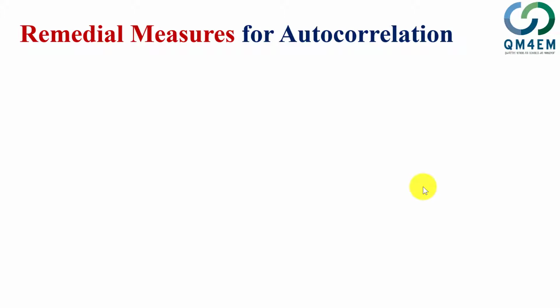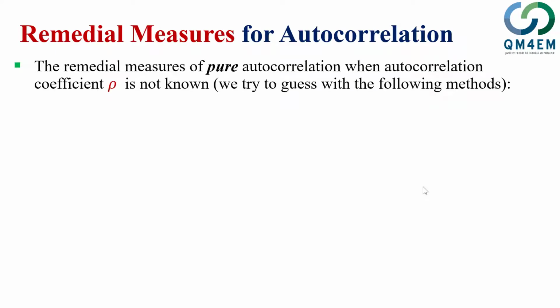In that regard, we already saw that we can transform our model to fix the problem of pure autocorrelation and then apply the ordinary least square method, which is then called generalized least square method. But for all that, we do not know the value of rho, the autocorrelation coefficient, so we follow some ways through which we can guess the rho value. There are three methods through which we can guess this rho value and use it for transforming our model to solve the problem of pure autocorrelation.